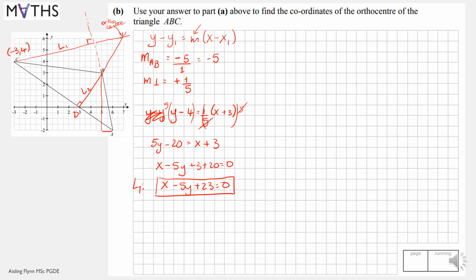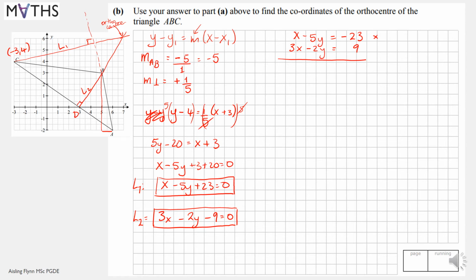If you recall from the previous slide, L2 was 3x minus 2y minus 9 equals 0. So here we have the two lines and we need to find where they intersect. How do we go about that? Well, simultaneous equations. Firstly, let's set them up nicely. I've got x minus 5y equals minus 23, which is how we usually present it for simultaneous equations, and 3x minus 2y is equal to plus 9. If we choose to eliminate the x's, I'm going to multiply the top line by minus 3. I'll get minus 3x plus 15y equals plus 69.